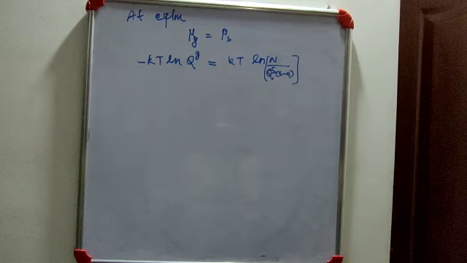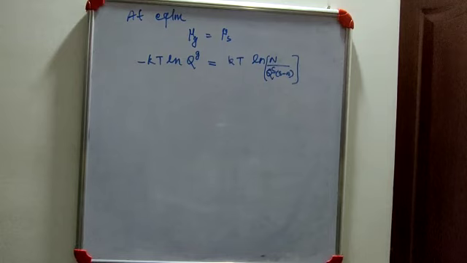Now we apply the equilibrium condition. At equilibrium, mu g equal to mu s. We got mu g is equal to minus kt ln qg, and mu s we got as kt ln n by qs into s minus n. So at equilibrium, minus kt ln qg is equal to kt ln n by qs into s minus n.